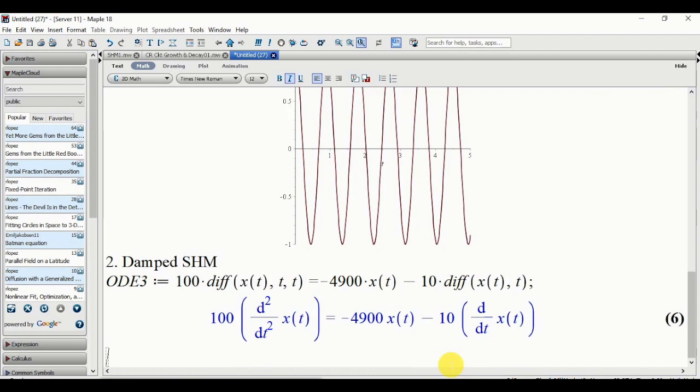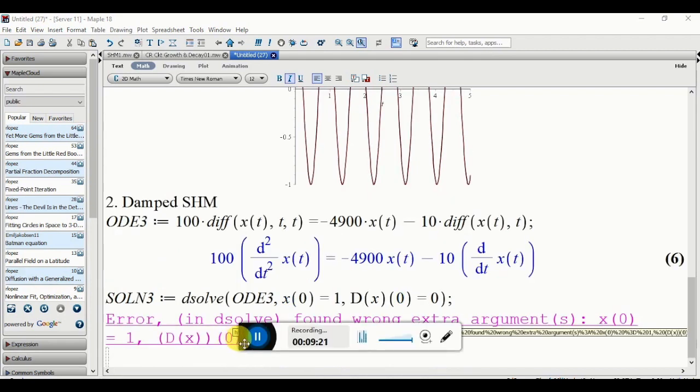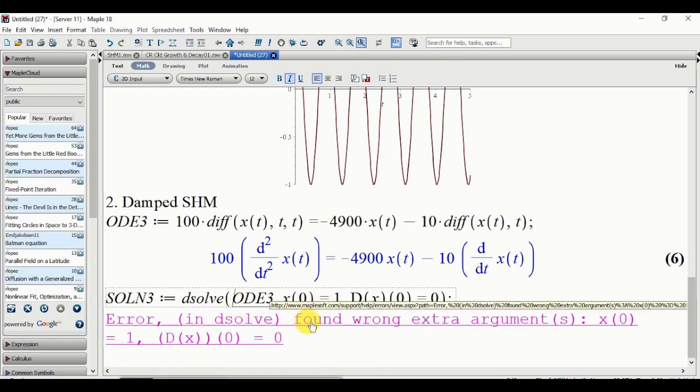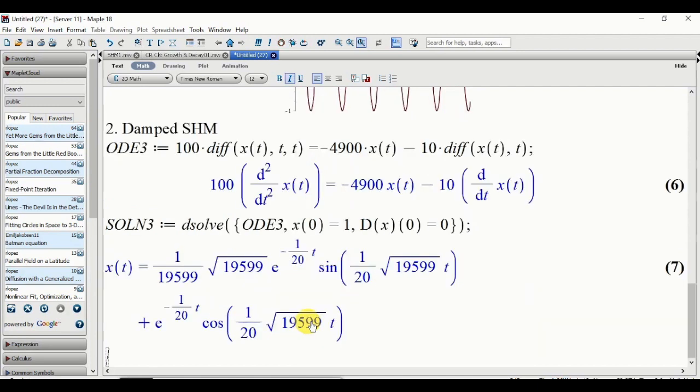Now we can solve this differential equation for the boundary conditions. So solution 3 is dsolve. We are solving the equation, and this time we want ODE3 to be solved, and the boundary conditions, let us consider the same. x of 0 is equal to 1, and the velocity is 0. So derivative of x of 0 is equal to 0. So this will offer us some solution. Friends, again I missed writing the curly brackets here. So I should write curly brackets around the differential equation and boundary conditions, and then press enter so that I can get the solution of the differential equation.